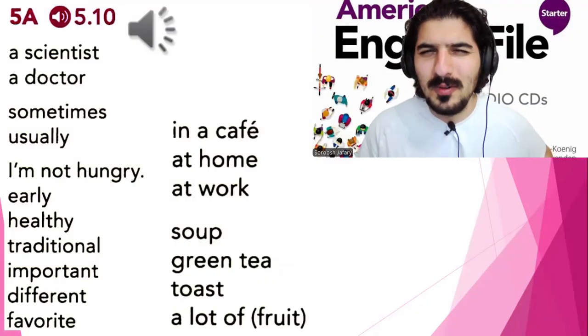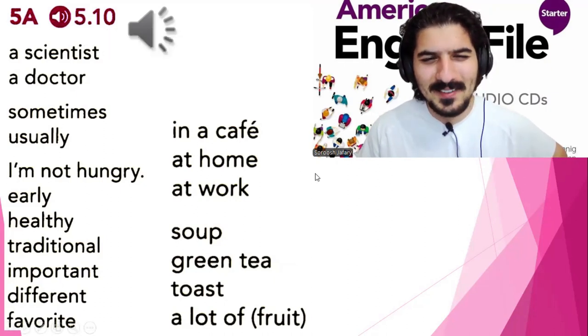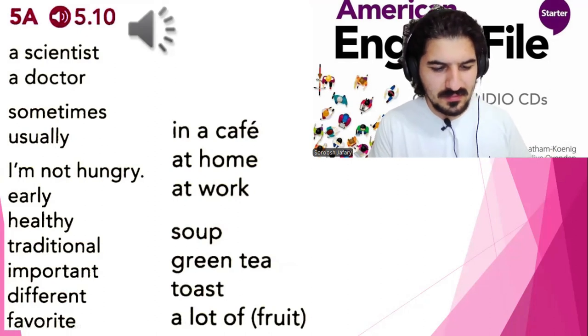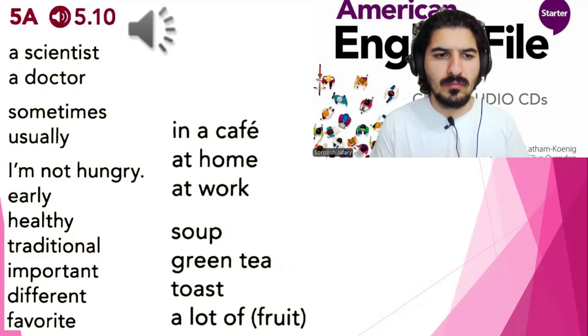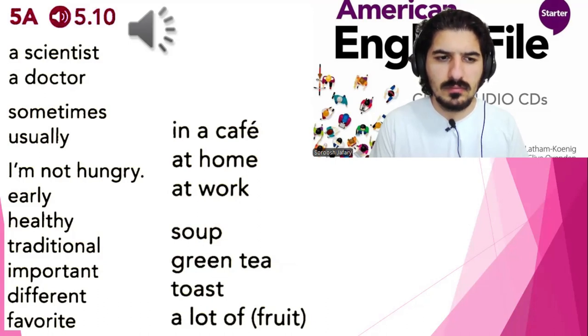Last set. Just a little review. Listen and repeat. That's it. 5.10. A scientist. A doctor. Sometimes. Usually. I'm not hungry. Early. Healthy. Traditional. Important. Different. Favorite. In a cafe. At home. At work. Soup. Green tea. Toast. A lot of.